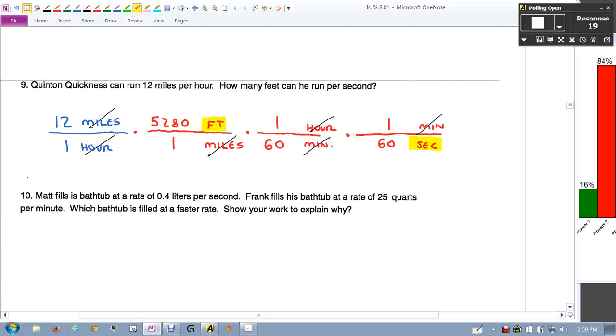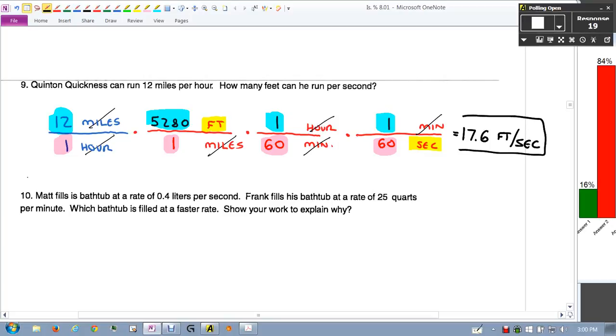So this will get you feet per second. All you have to do is multiply all the numbers across the top, and then you come through and multiply all the numbers across the bottom. So do all the top first, do all the bottom, and then divide through. 17.6 feet per second. Now we can write it like this, feet over with a dash second like this. That means feet per second. That's the same as saying 17.6 feet over 1 second or per second.